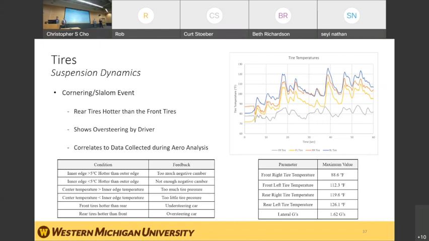That results in the rear tires heating up more than the front tires. This also correlates to the analysis that we performed with the aero analysis, where the front wing was making more downforce than the rear wing, compensating for the understeer.